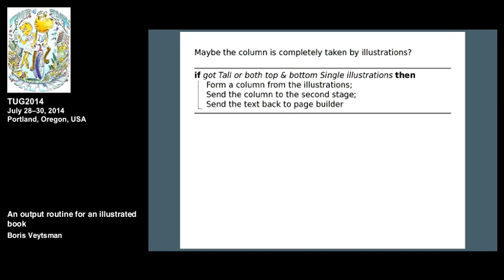Okay, suppose I went through this, and I don't have two wide or one big illustration. Then I need to output a column. But maybe, just maybe, I don't need to output text on this column because I have two single illustrations or maybe one tall illustration. If it happens, what can I do? Well, I send my text back to the page builder, say thank you very much for your work, do it from the beginning, put my illustrations from the boxes into the column, and that's all.